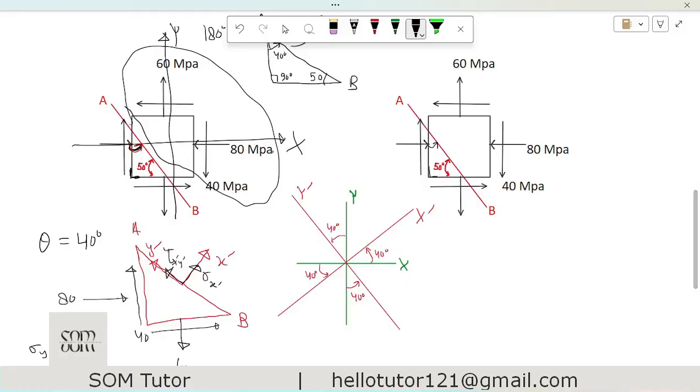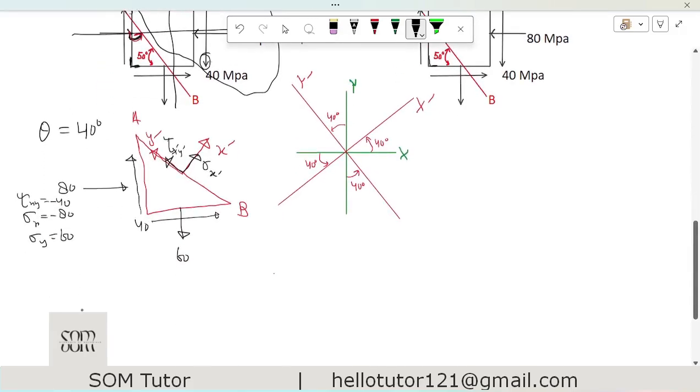Now sigma x is opposite, so sigma x is minus 80. And tau xy is opposite, so tau xy is negative 40. You can also see this here, this is tau xy, and we will compare it with this. They are opposite, so they are negative. Anyways, we got the data.